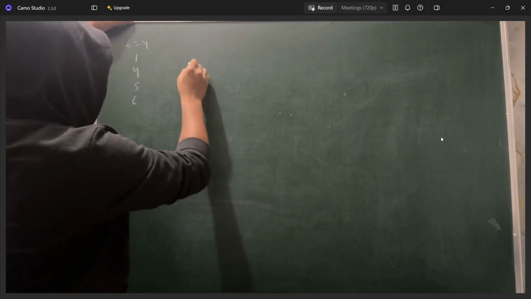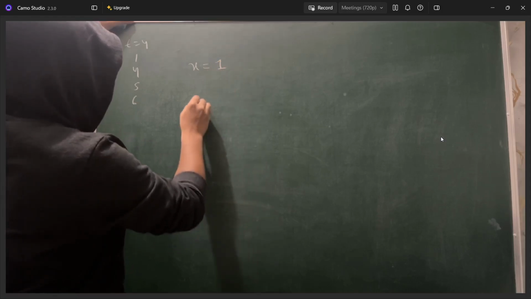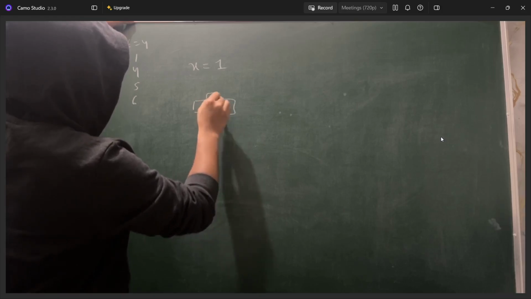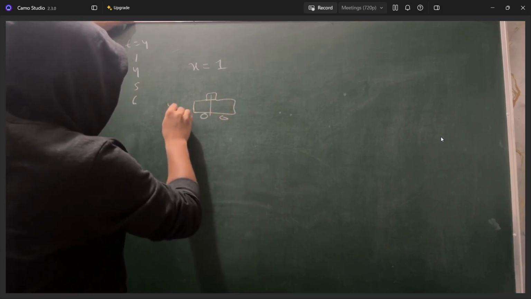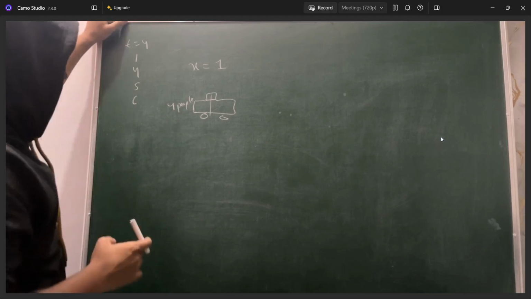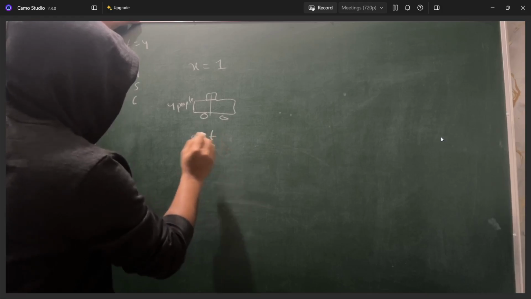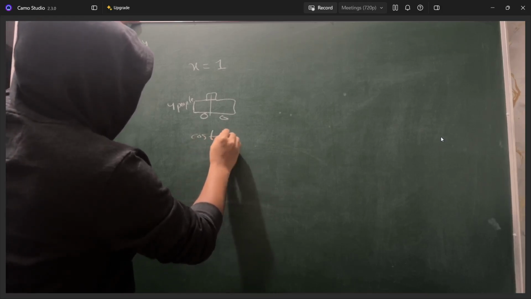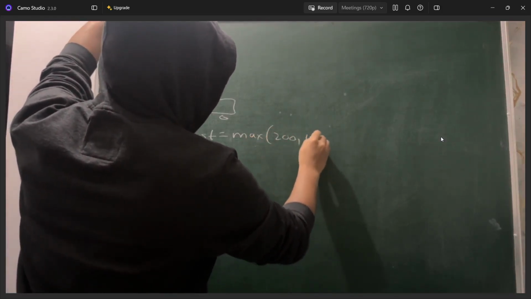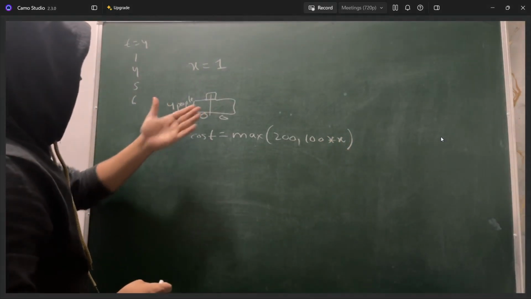Now we need to understand, where X is basically the number of people in Chef's family, and there is one cab, and in a cab, only 4 people can sit. So the cost of one cab will be the maximum of 200 and 100 into X, where X is basically the number of people sitting in a cab.